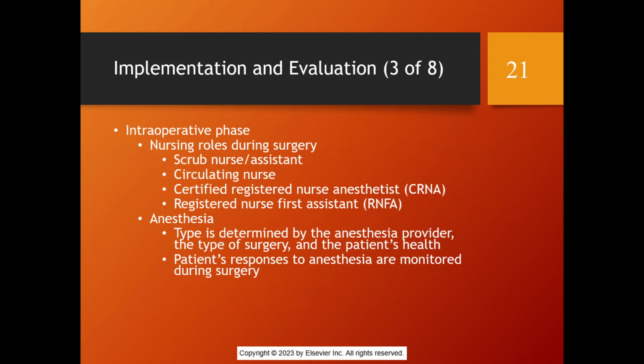Slide 21. During the intraoperative phase, there are several key nursing roles that contribute to the successful execution of the surgery. The scrub nurse or assistant works directly in the sterile field, assisting the surgeon by passing instruments, sutures, and other items. The circulating nurse manages the operating room environment outside the sterile field, coordinating the care and ensuring the safety of the patient. The certified registered nurse anesthetist, CRNA, administers anesthesia and monitors the patient's responses to anesthesia during surgery.